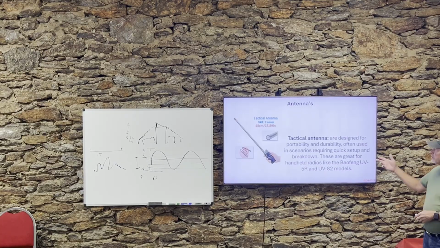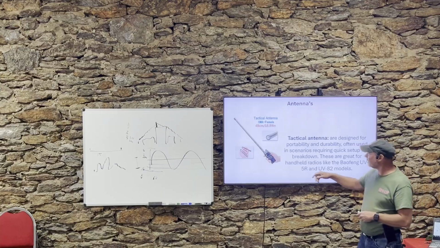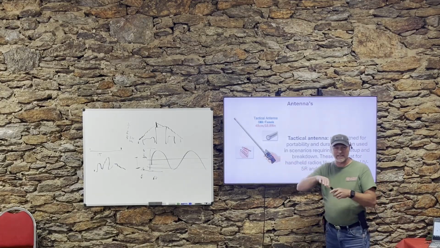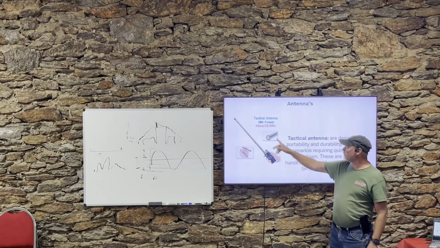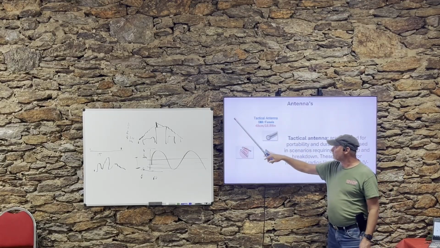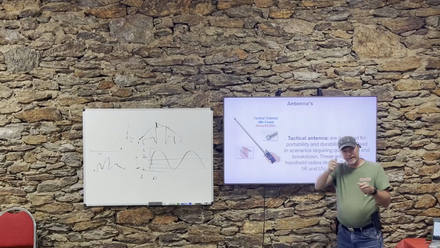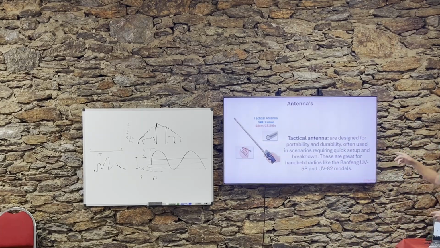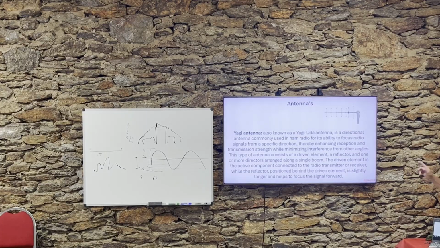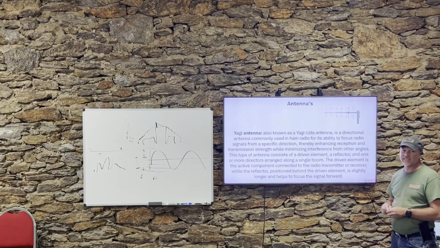All right. So then you get into the tactical antennas. You can see it folds up. It's kind of like a tape measure. You can take a tape measure and break it over. These are the ones I sell over there. They're longer, but you can break it down and fold it up so it's more compact when you're transporting it. They're designed to be portable and durable, often used in scenarios requiring quick setup and breakdown. These are great for handheld radios, like the little Baofangs. Okay. Now we get into more specific antennas.